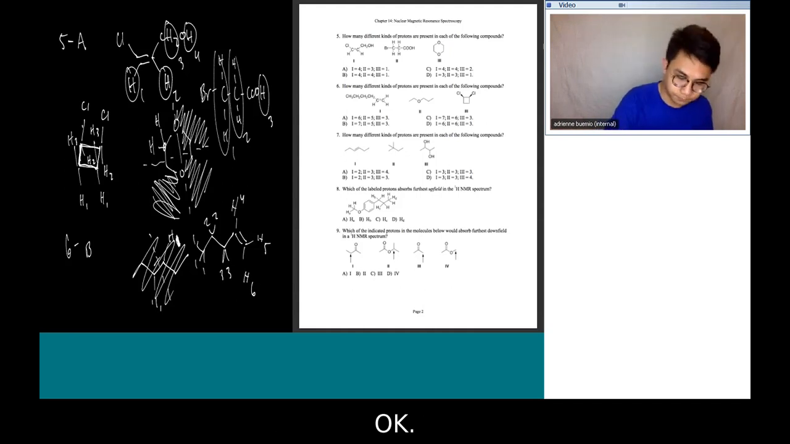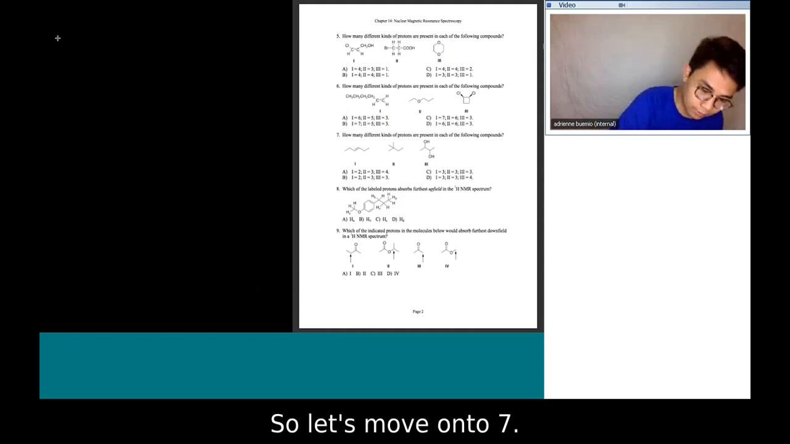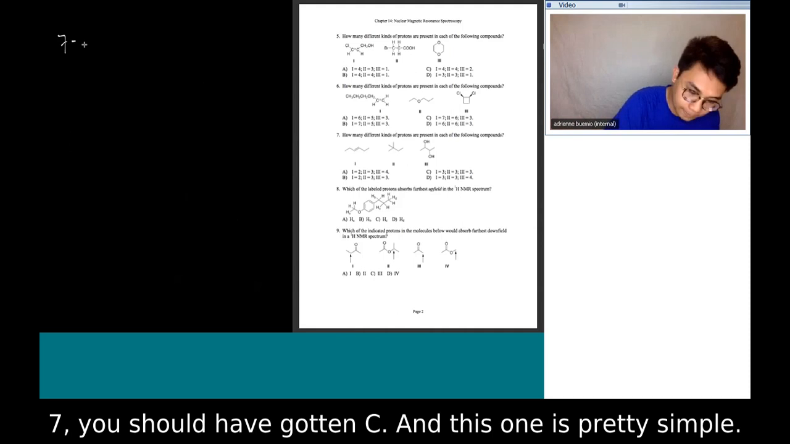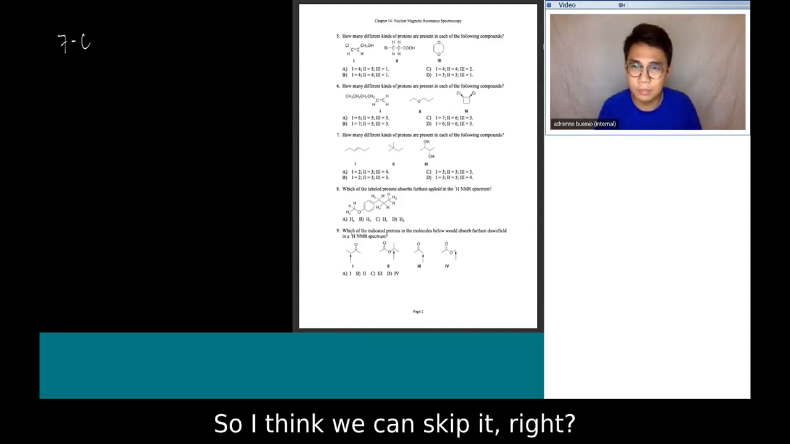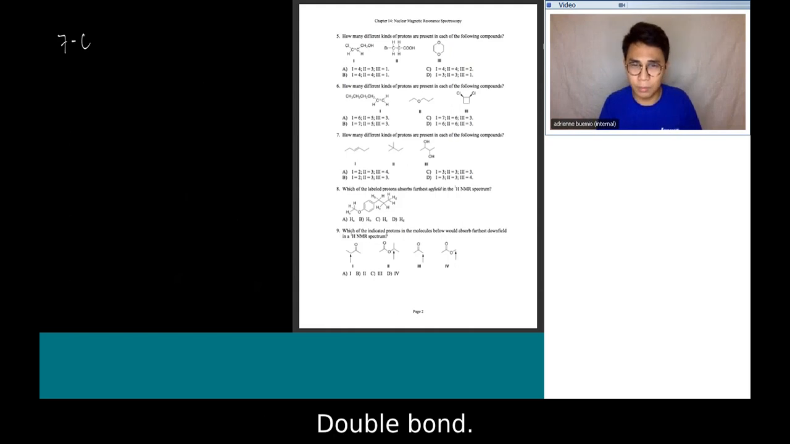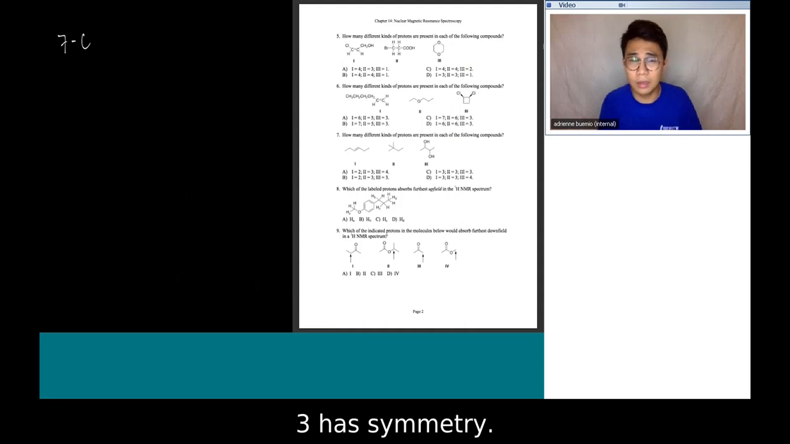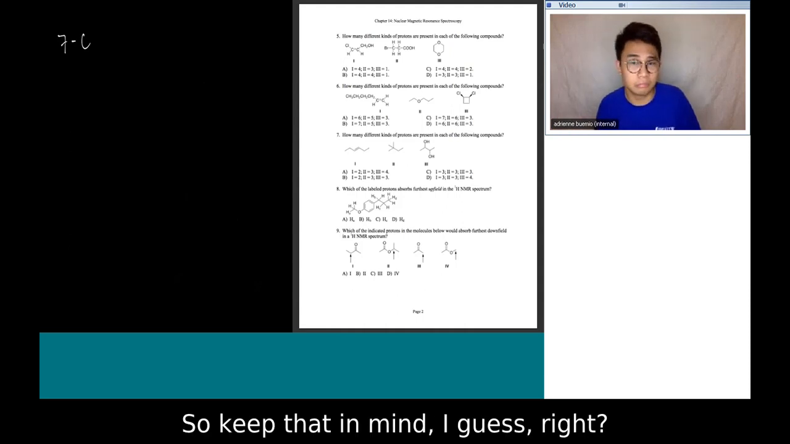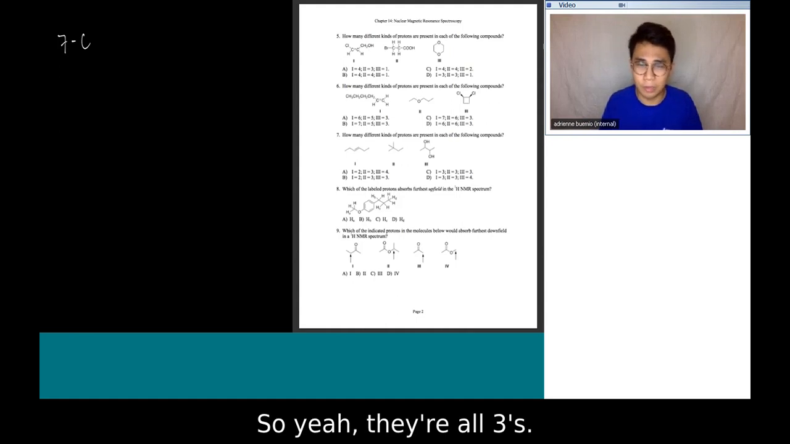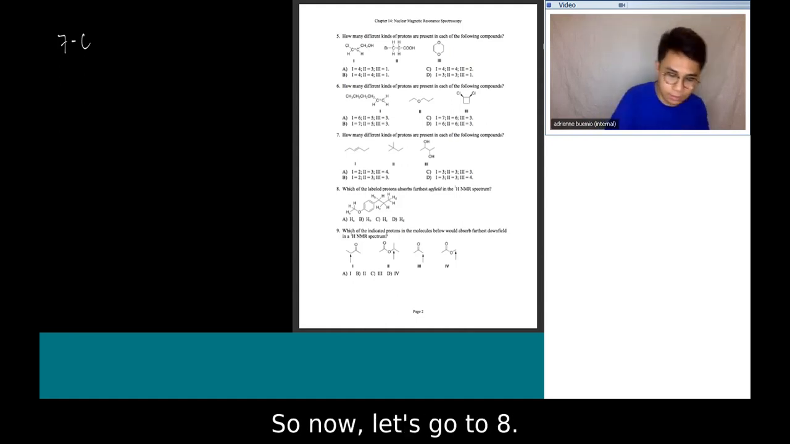Okay, so let's move on to seven. Seven, you should have gotten C, and this one is pretty simple, so I think we can skip it. Double bond. Two is three. They're all threes. Three has symmetry, so keep that in mind. So yeah, they're all threes. So now let's go to eight.